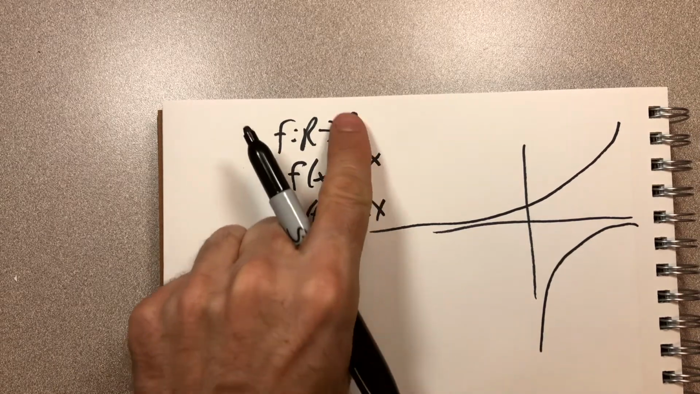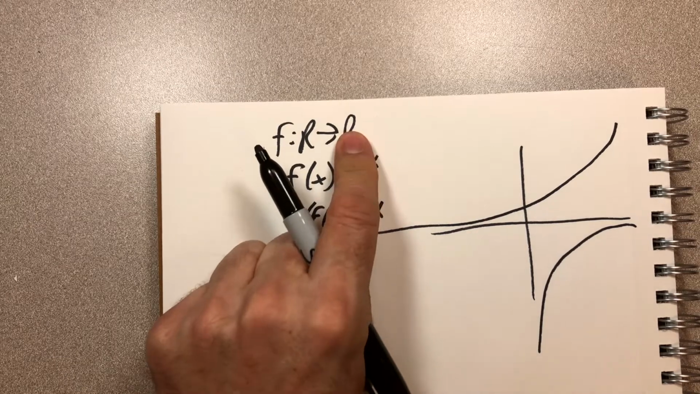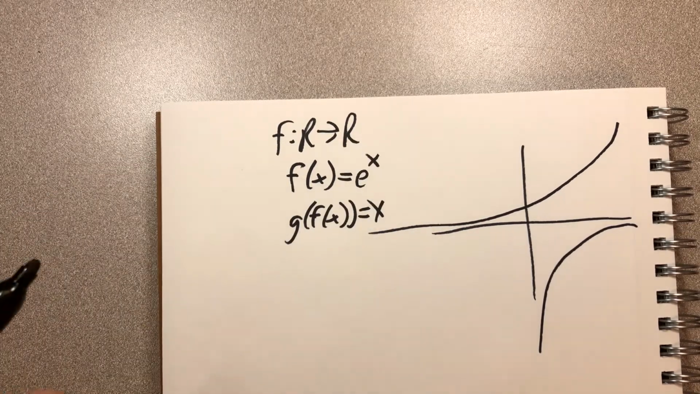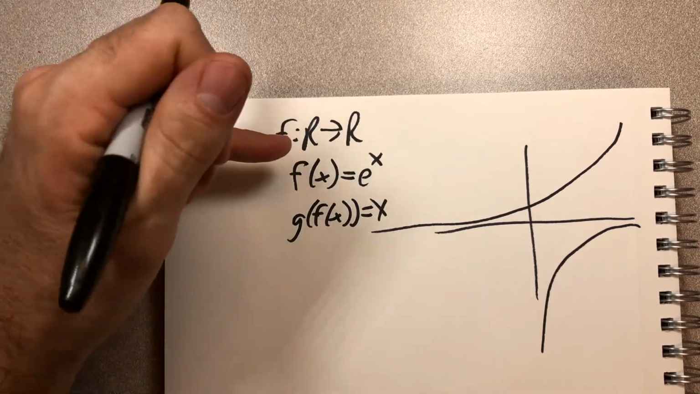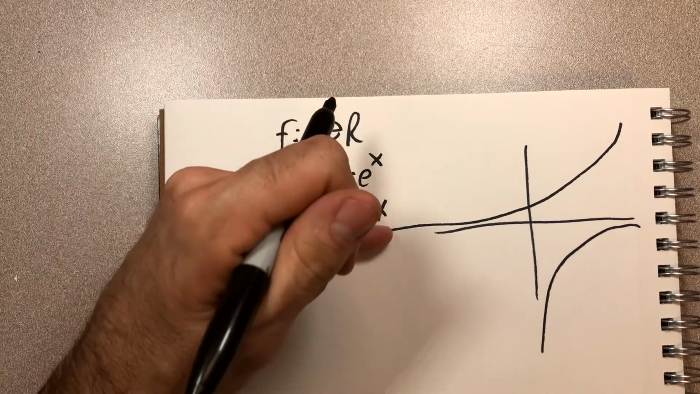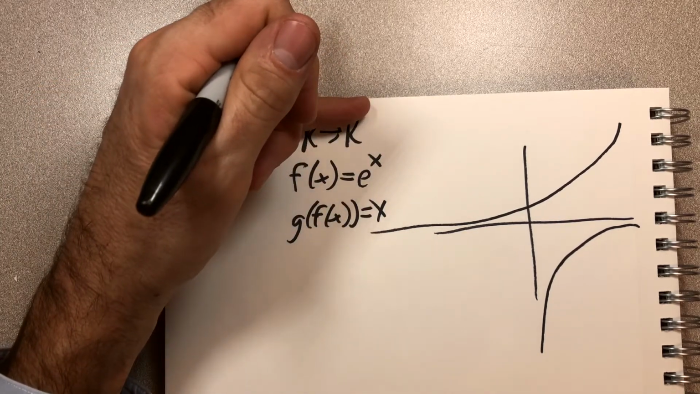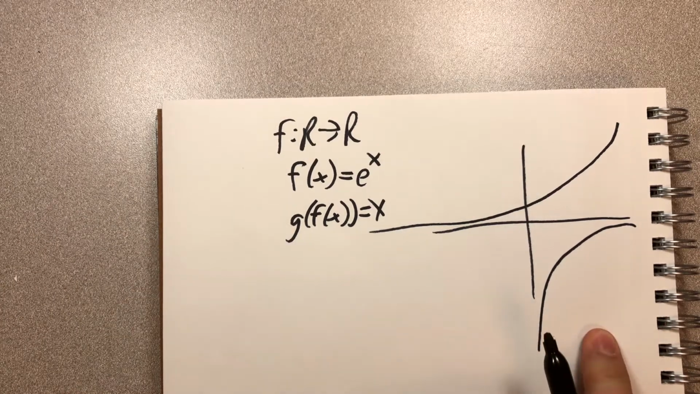Now, if you defined f so that the range was only the positive reals, then it would have an inverse. What's the difference? In that case, f would be surjective. The problem is that f here is not surjective, because f only covers half of the range. So it can have a left inverse, but it can't have a right inverse.